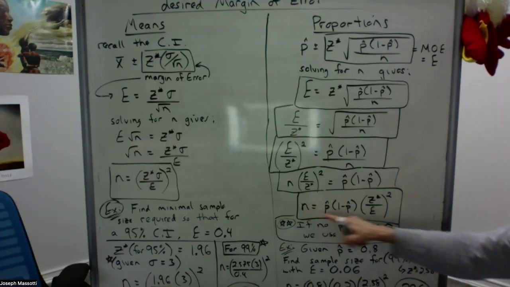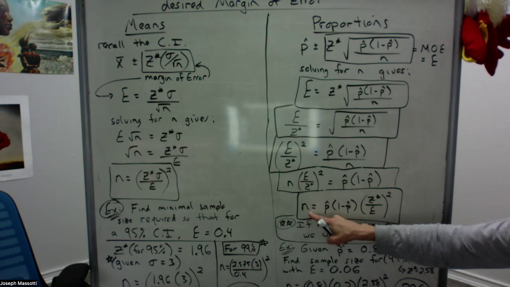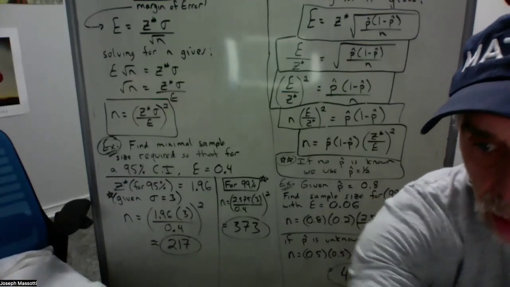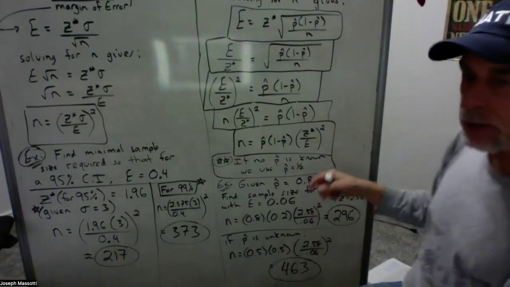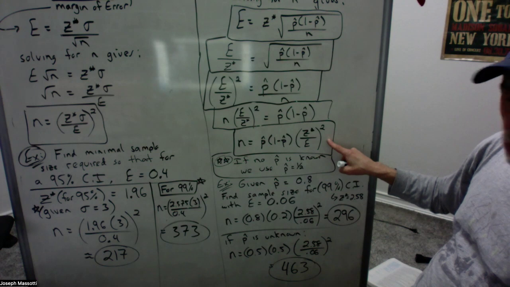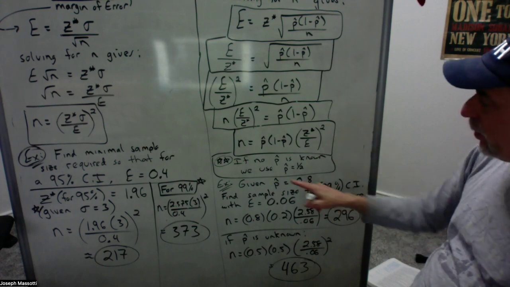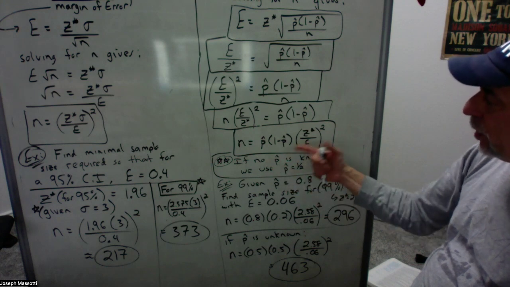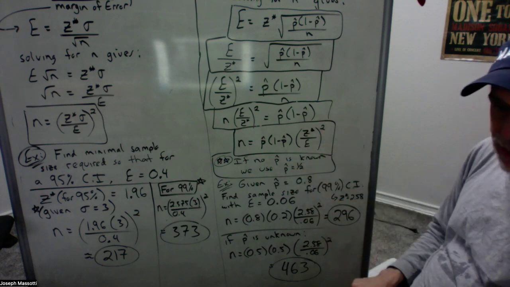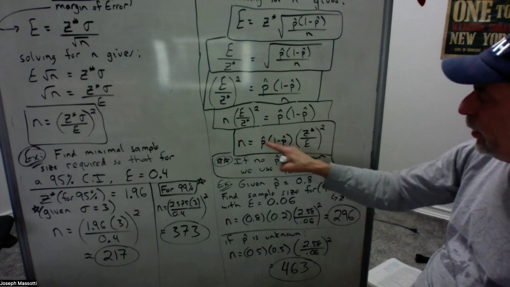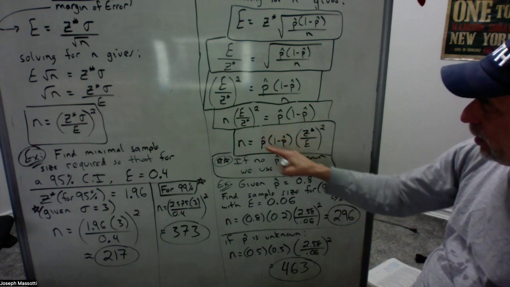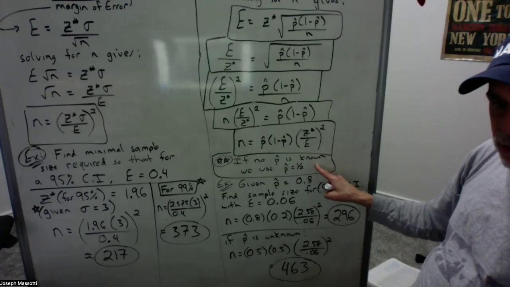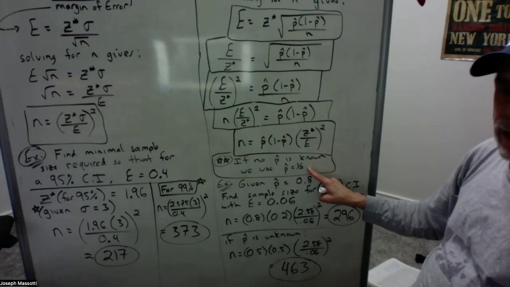And here's my formula. So this is the formula for the minimal sample size required for a desired margin of error when we're talking about proportions. Now, here we've got to be a little careful. This is very important. If we have an estimate for the population proportion, a p hat, we're going to use it in this formula. But if we're not given an estimate for the population proportion, then we're going to use 1/2.